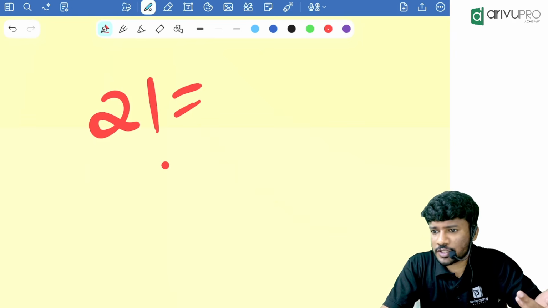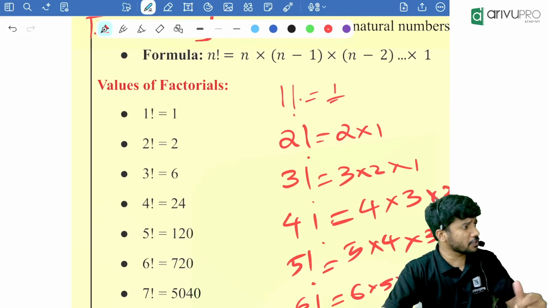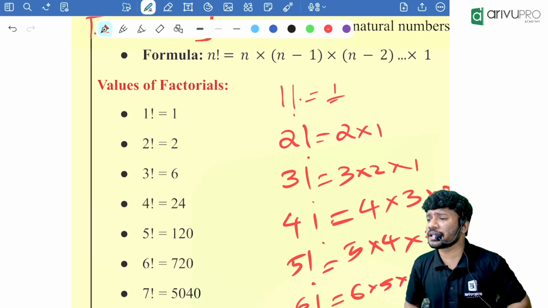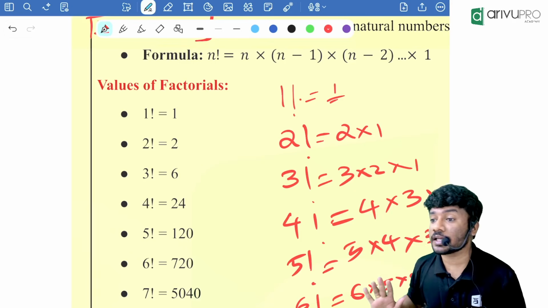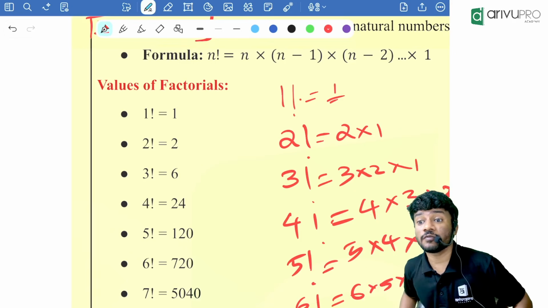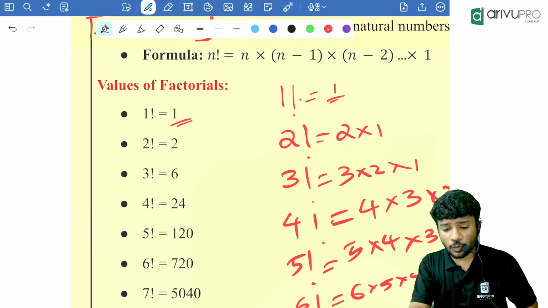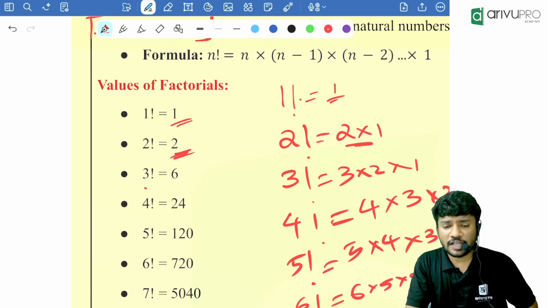Now my question to everyone. 2 into 1 is how much? 2. So some values are also there for it. We need to remember these values. All the values are important. The reason for remembering the values is, in the future there will be questions directly based on the values. That time we need to know the values. Now people, we know that 1 factorial is how much? 1. 2 factorial is 2 into 1, that is how much? 2. 3 factorial is how much? 3 into 2 into 1. 3 into 2 is 6. That is 6. 4 factorial is 24.